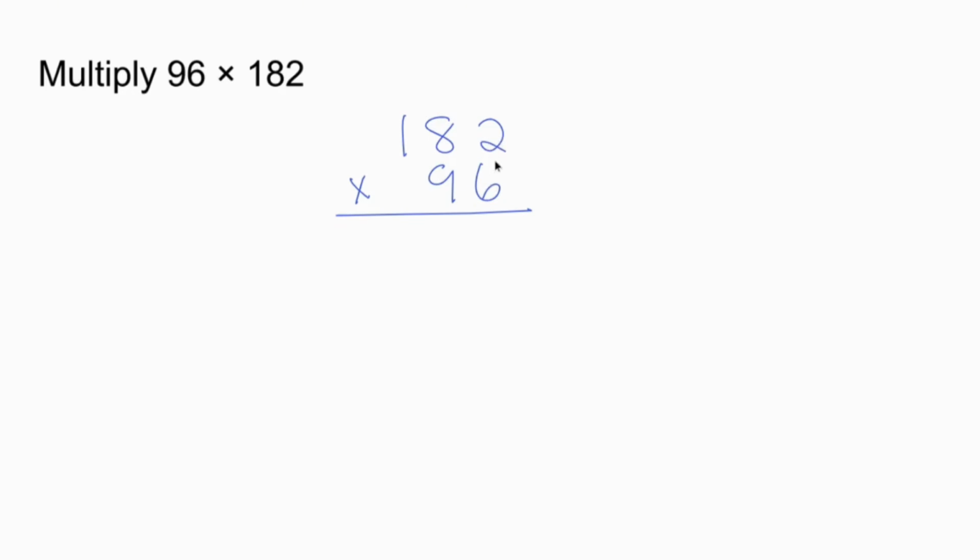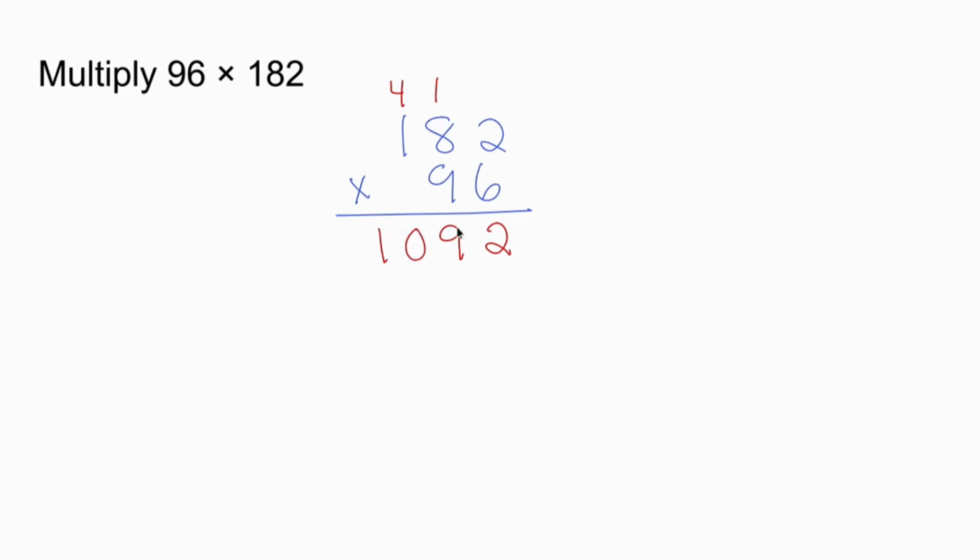So 6 times 2 is 12. Write out your 2, carry over your 1. 6 times 8 is 48. 48 plus 1 is 49. Write out your 9, carry over your 4. 6 times 1 is 6. 6 plus 4 is 10.